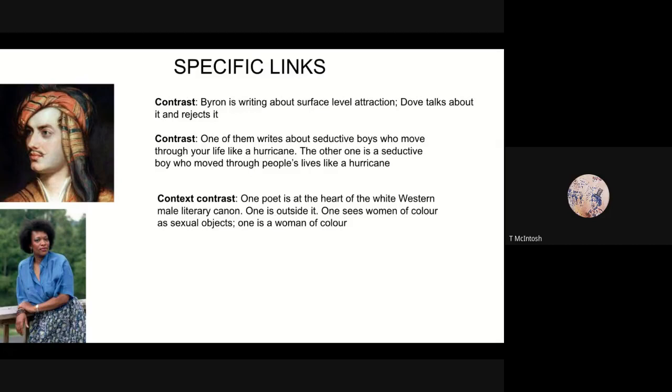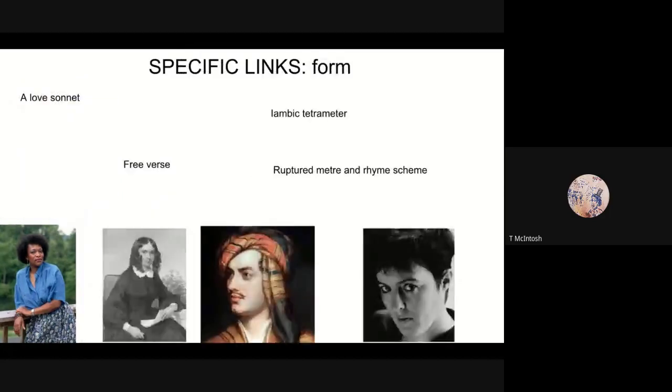So the way I phrased it there, one of them writes about seductive boys who move through your life like a hurricane, and the other one is a seductive boy who moves through people's lives like a hurricane. Mad, bad, and dangerous to know. You can use Byron as your comparison boy for all three of these poems in some ways. One poet's at the heart of the white Western male literary canon, one is outside it. One sees women of color as sexual objects, one is a woman of color, right? So he compares very beautifully there.